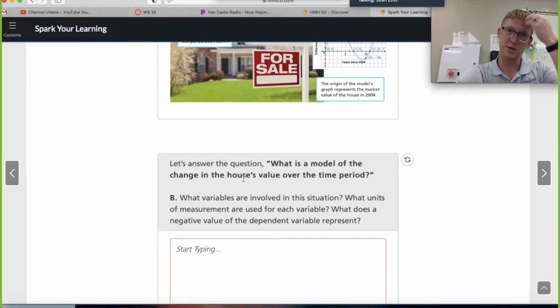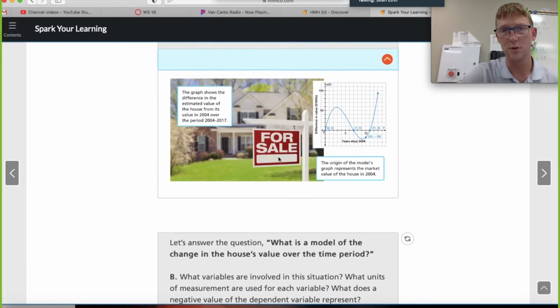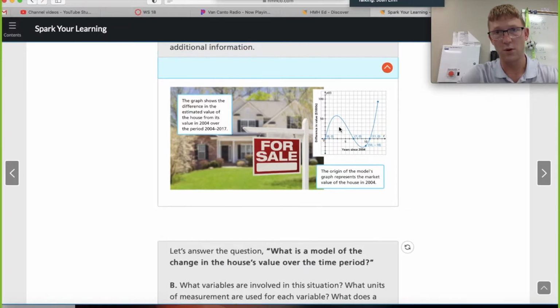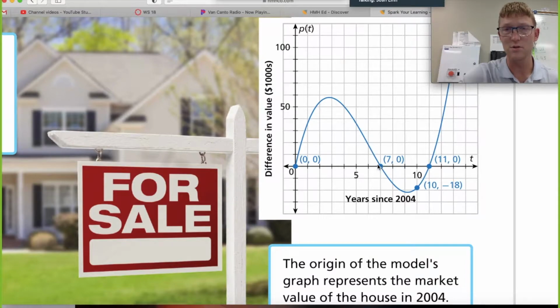So things that we can talk about: what is a model of change in a house's value over the time period? What variables are involved in this situation? What units of measurement are used in each variable? We had years down here, and change in price up here. For example, at our two zeros, (0, 0) and (7, 0), the house was not worth 0. The house was just the same price as when it started right here.